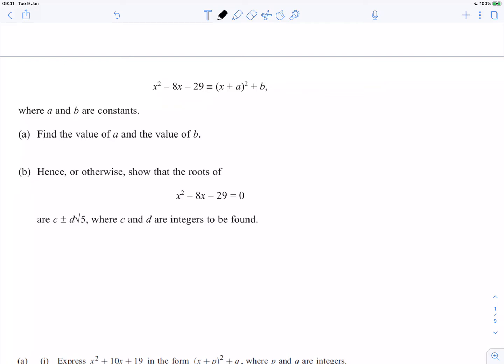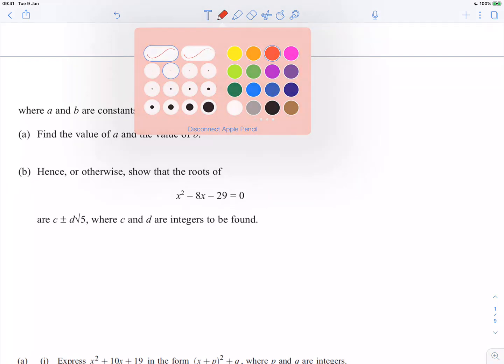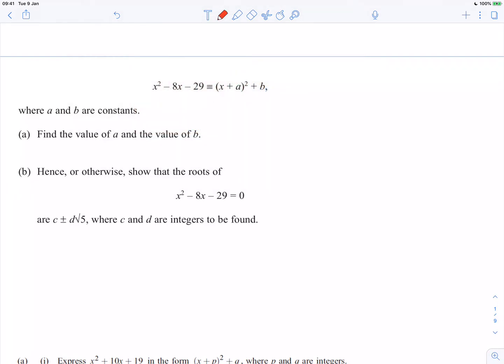Okay, first question. Where a and b are constants, I've got to prove that this is the case. Find the value of a and b. Okay. So what this wants me to do is complete the square, because I've got a square there and a corrective term. That's fine. So I'm going to have x brackets squared.